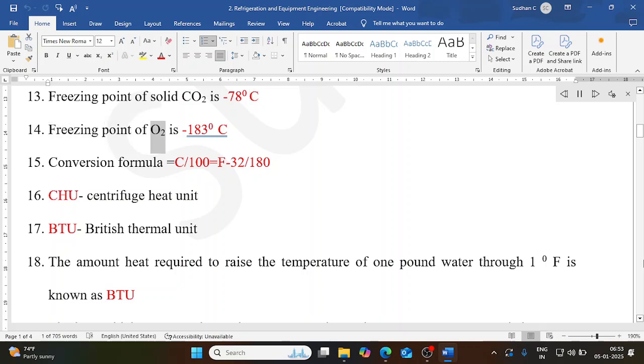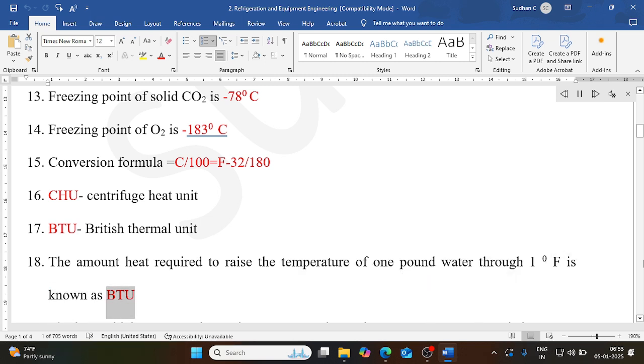The freezing point of O2 is -183°C. The conversion formula is C/100 = (F-32)/180. Centigrade heat unit, BTU: British thermal unit. The amount of heat required to raise the temperature of 1 pound of water through 1°F is known as BTU.